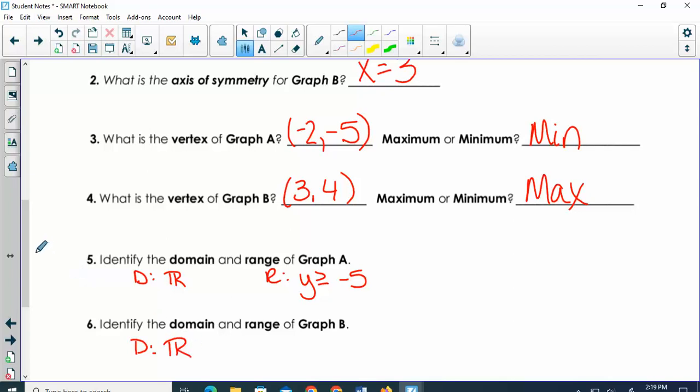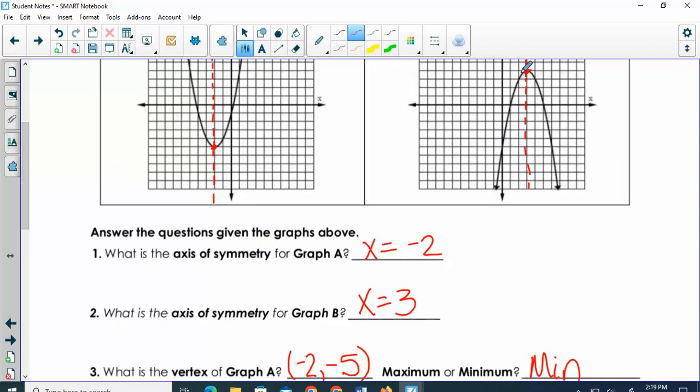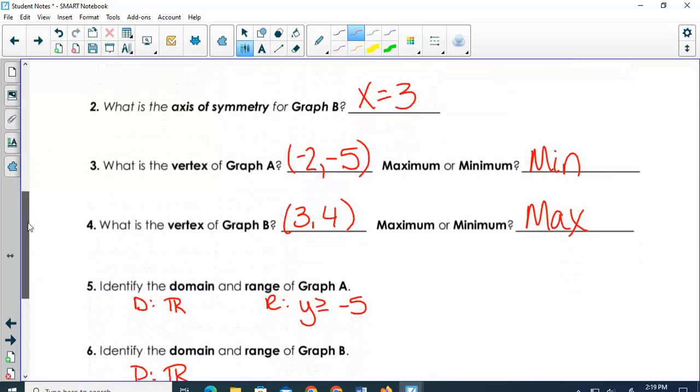All right, what's the domain on graph B? All real numbers. The range, this one hit everything below. So y is also less than or equal to 4.